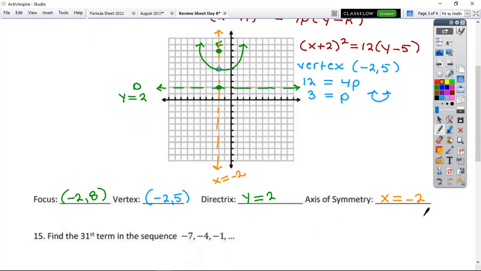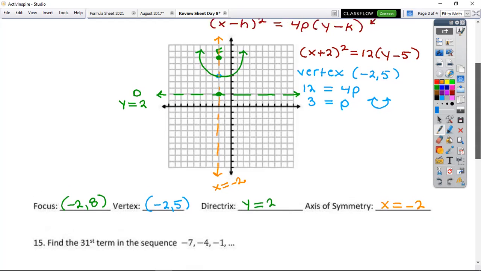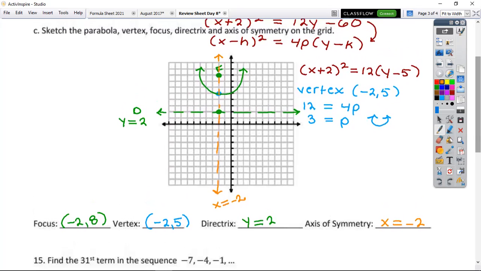Okay, how do you guys feel with the parabola? Pretty good? Again, you want to make sure you know that formula so that you can manipulate it and substitute in. So this formula right here, definitely make sure you know that one.